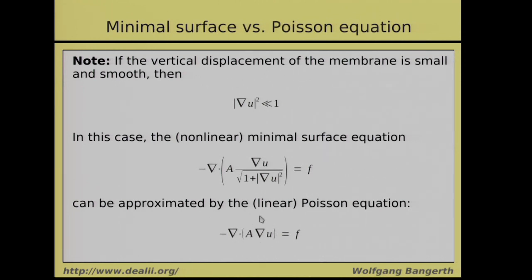Well, this is, of course, the linear Poisson equation, A being the elastic coefficient of my membrane. If you assume, for example, that a membrane is spatially homogeneous, then A is just a constant, and I can pull A out, divide f by A, and I get minus Laplace u equals some right-hand side. So in this case, I started with the real equations, and I made the assumption that the displacement is small, and then out comes the usual Laplace or Poisson equation.